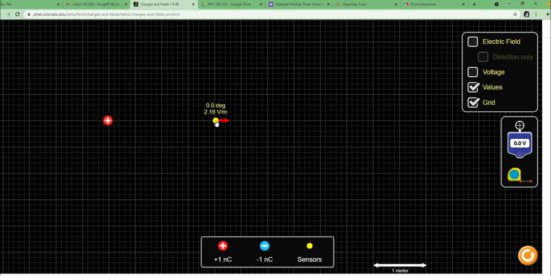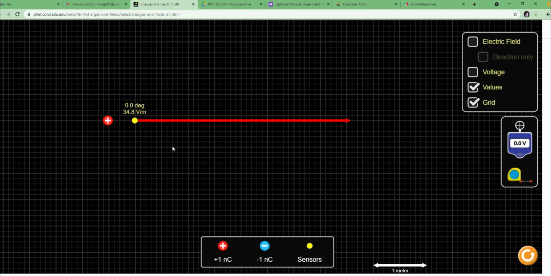At 2 meters, it's 2.16 newtons per coulomb. At 1.5 meters, it's 3.86 newtons per coulomb or volts per meter. Okay. And you notice that the value is getting bigger. So I'm going to make sure that that sensor is always set at 0 degrees.